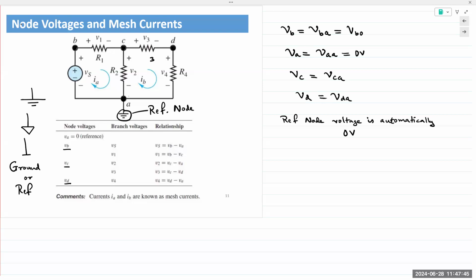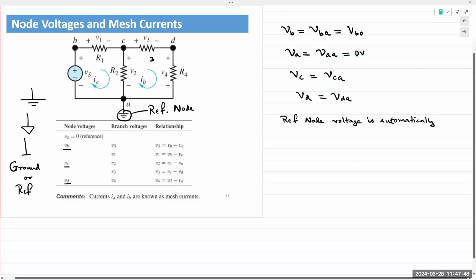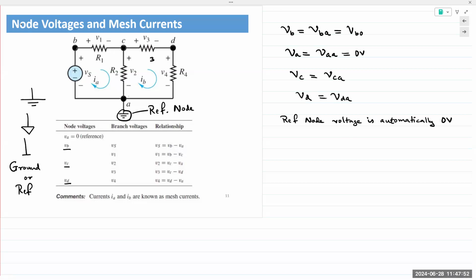It's automatically 0 volts, but the important caveat is that it's only restricted to that particular analysis. Only for that analysis. So if I'm analyzing a circuit and I choose A as my reference, then VA is 0.